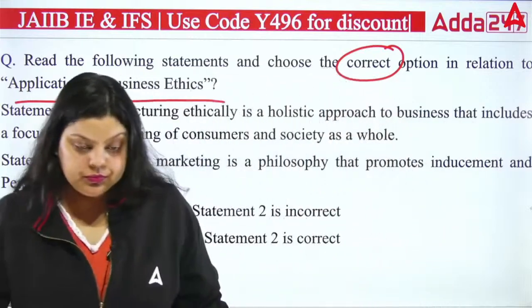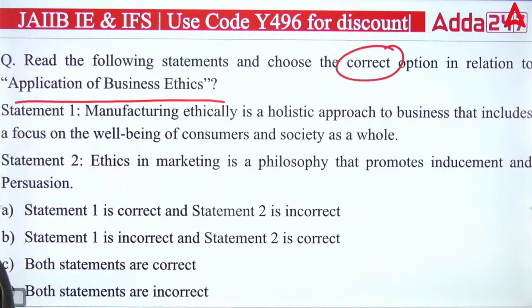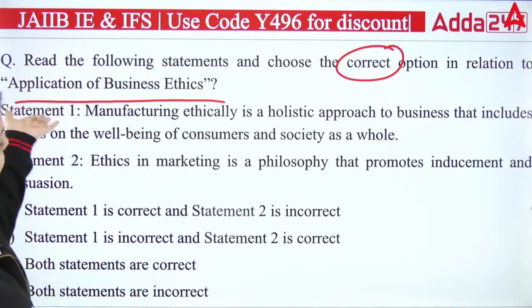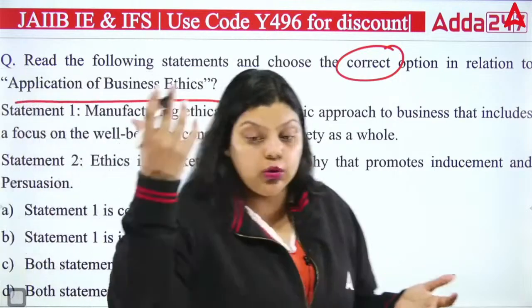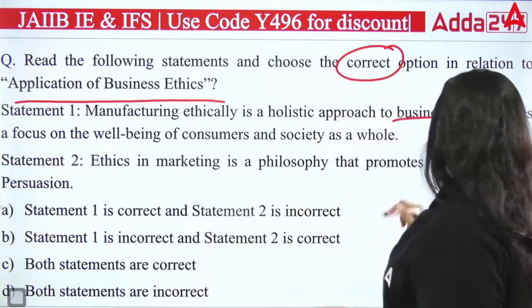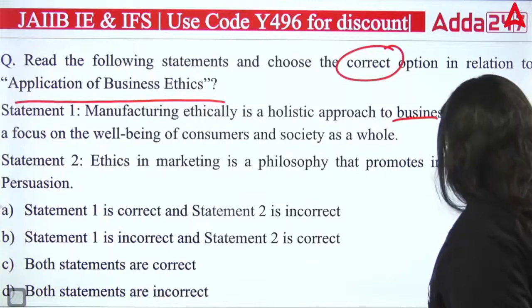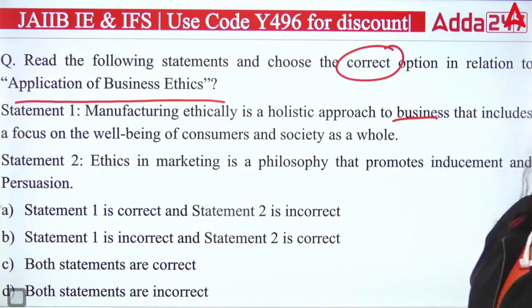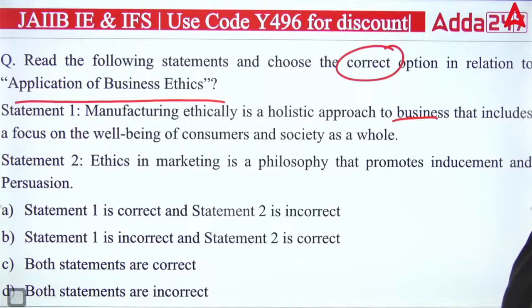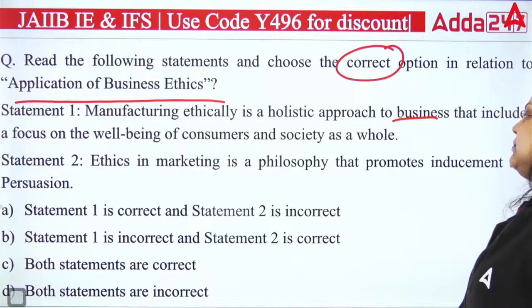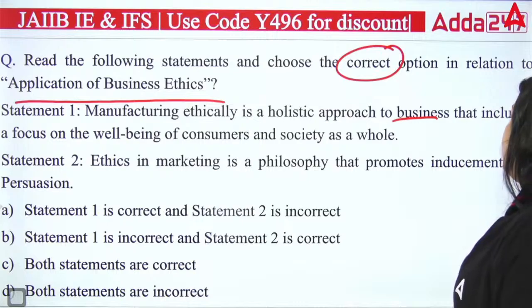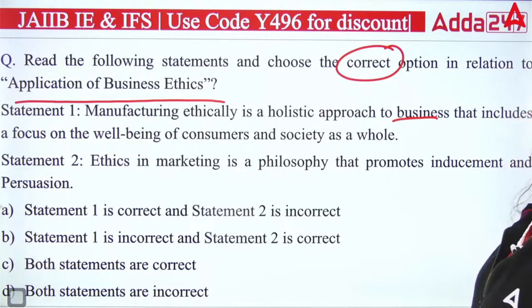So what do you think, which of the following is correct? First is saying manufacturing ethically is a holistic approach, an overall approach to the business that includes a focus on the well-being of consumers and society as a whole. Like you are thinking about other people and about the society, so it is ethically correct. Second is saying ethics in marketing is a philosophy that promotes inducement and persuasion.